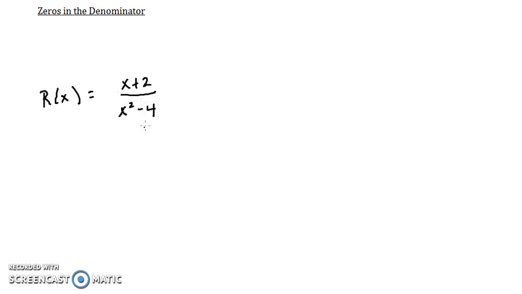We looked at one that was similar to this just a minute ago. Okay, so we know that to find zeros in the denominator, we want to have this factored, and it turns out we want to factor it completely. So the top is already factored, and we know that the bottom factors as x minus 2, x plus 2. Okay, so what's going on here?